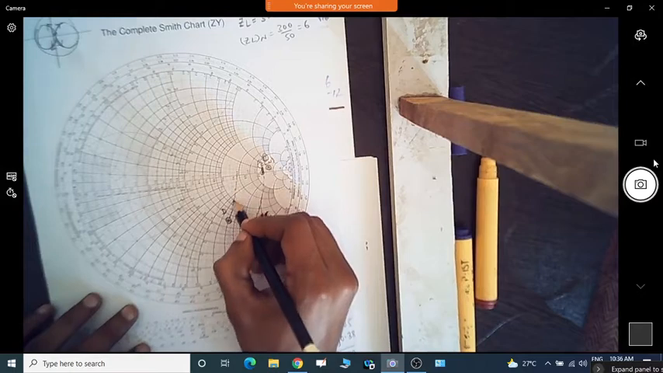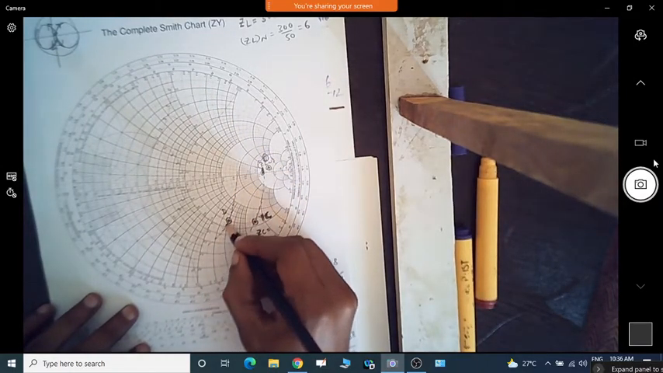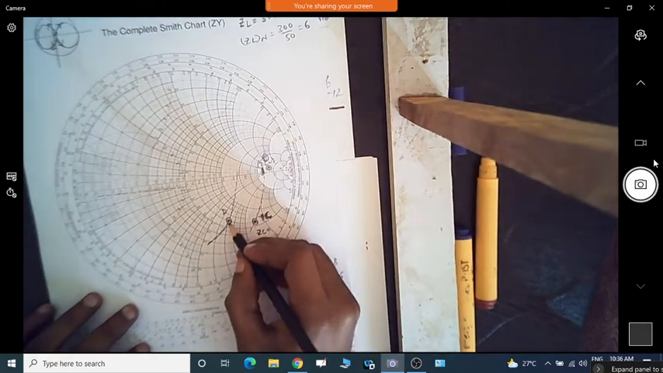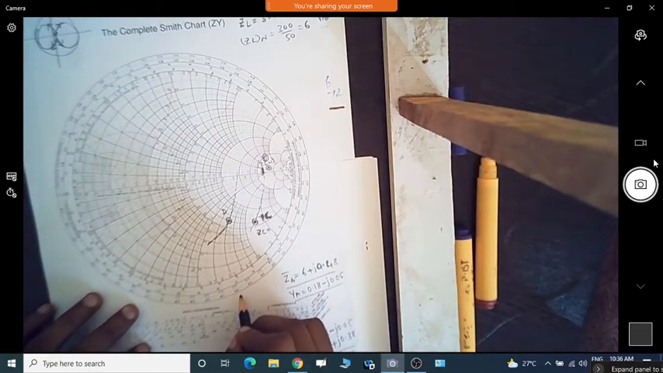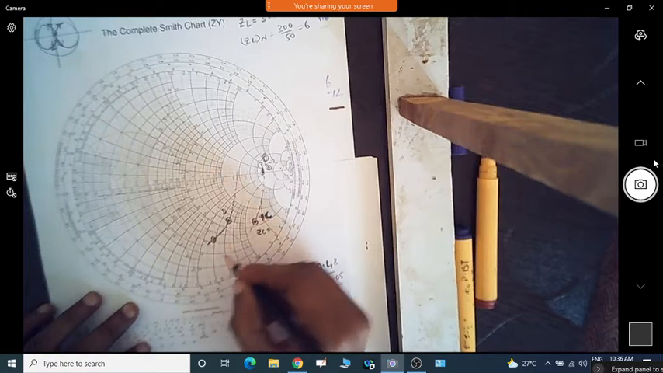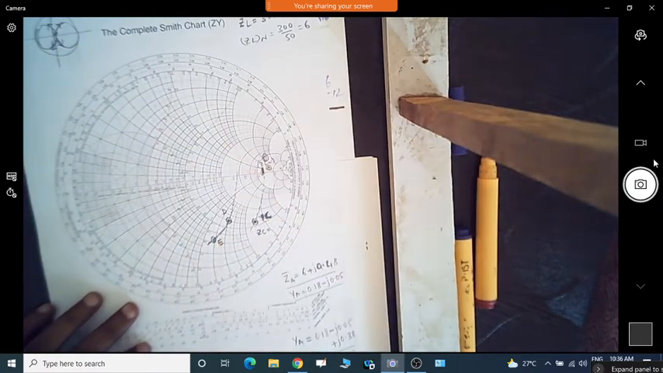So this is the conductance circle. Since we are adding capacitance, we have to move downwards on the conductance circle. Now we are going to locate 0.67: 0.5, 0.6, 0.67, somewhere here. So this is the point, approximately 0.67. This is the point E.